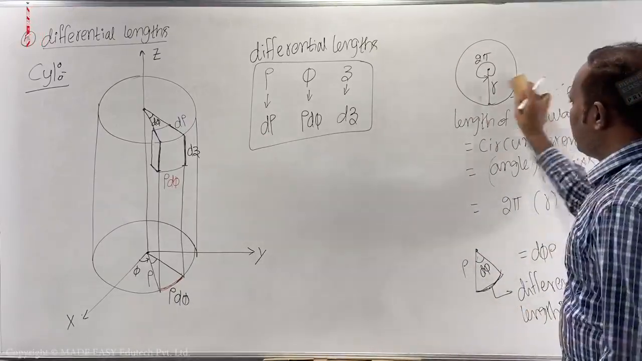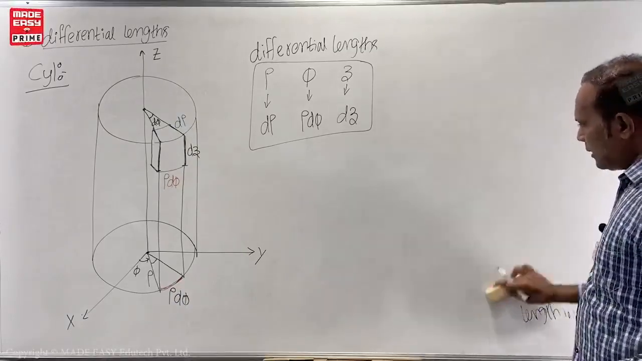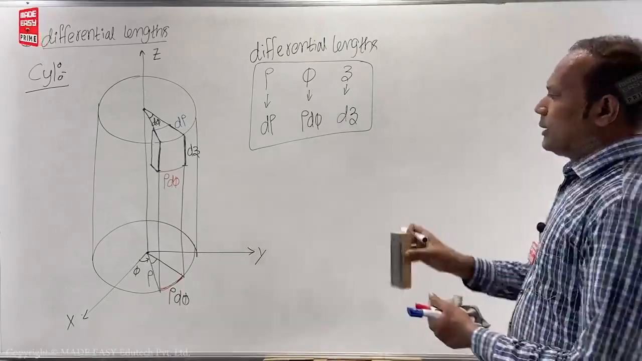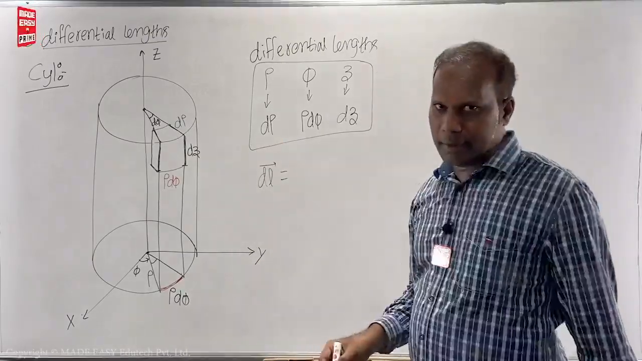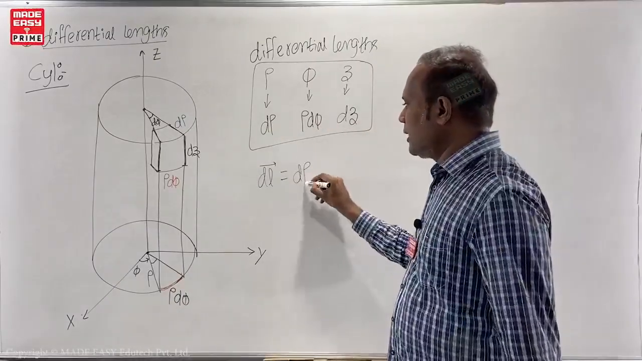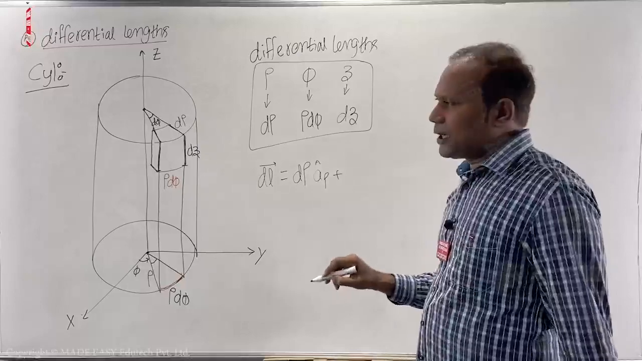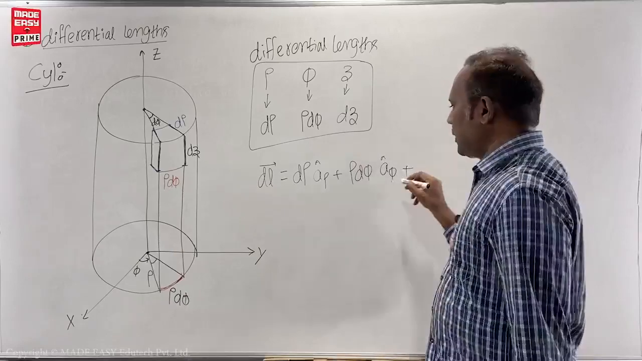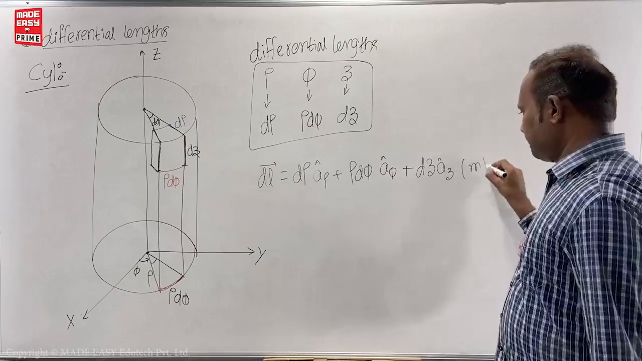Now if you want to write the dl bar equation, ds bar equation, and dv equation, it is very simple. I already told you. The differential length vector in the cylindrical system is nothing but the differential lengths multiplied with unit vectors. So d rho, the differential length in the rho direction, is multiplied with the rho unit vector. Similarly, the differential length in the phi direction is rho d phi, multiplied with the unit vector a phi. The differential length in the z direction is dz, a z, in meters.